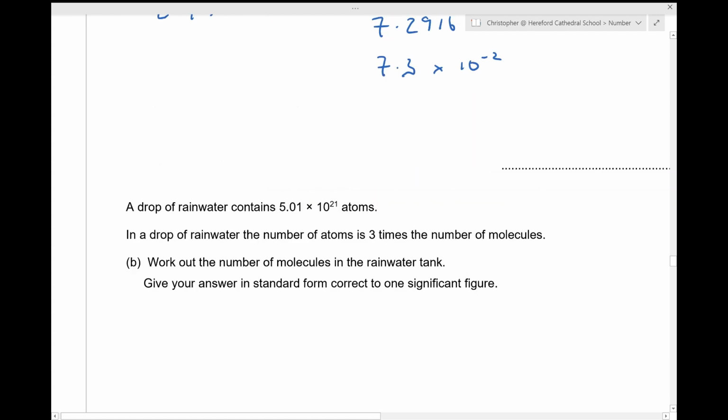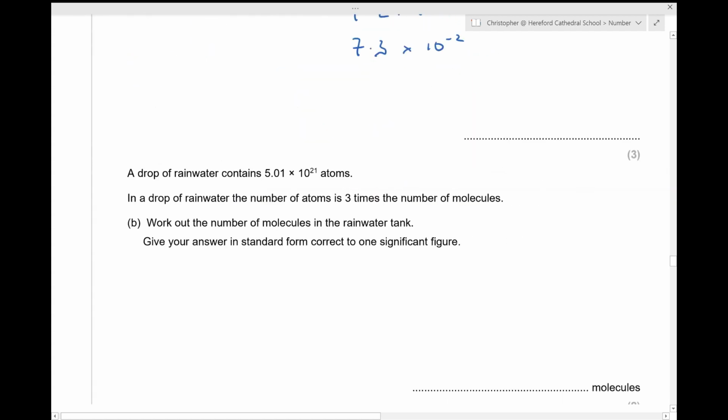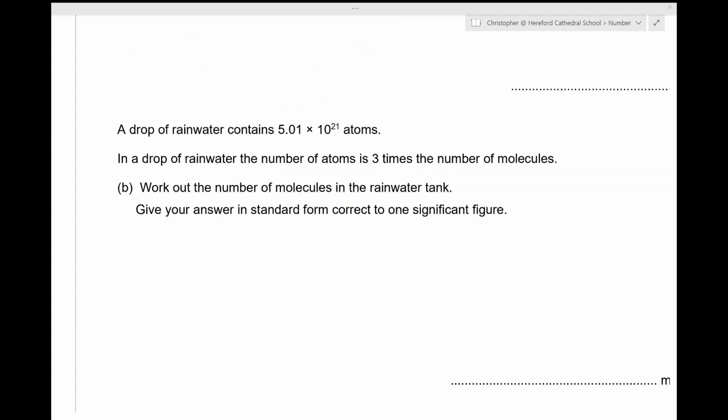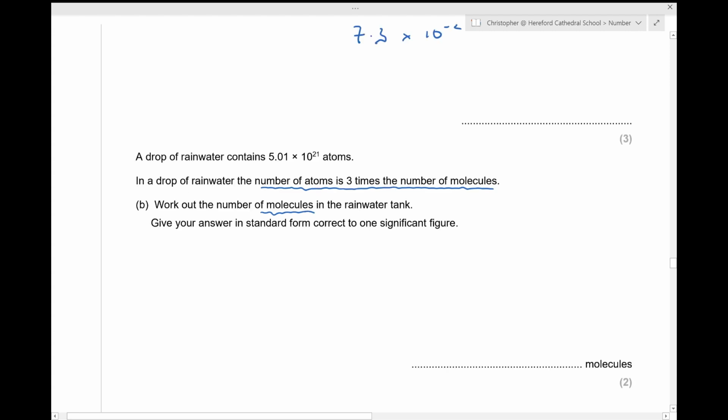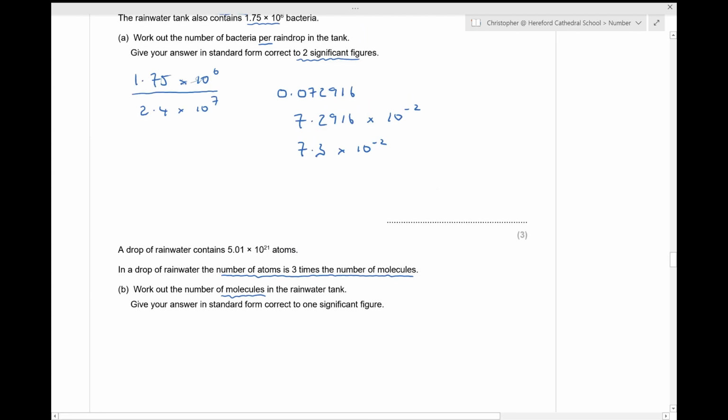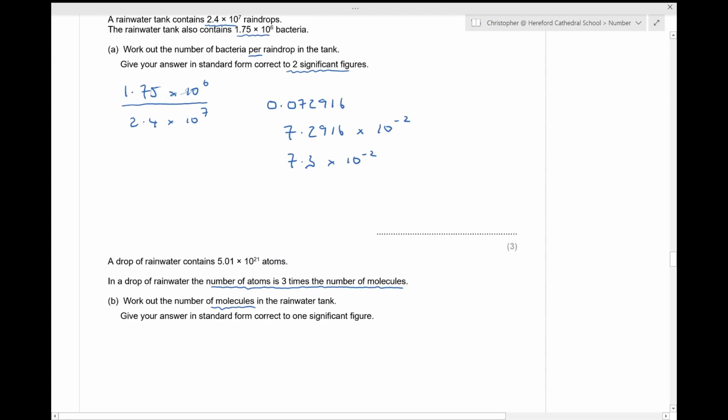Now, next question. A drop of rainwater contains that many atoms, and in a drop of rainwater, the number of atoms is 3 times the number of molecules. Work out the number of molecules in the rainwater tank? Well, let's start with how many drops there are. Right, there are 2.4 times 10 to the 7 raindrops.